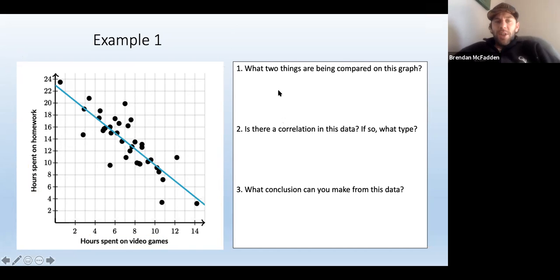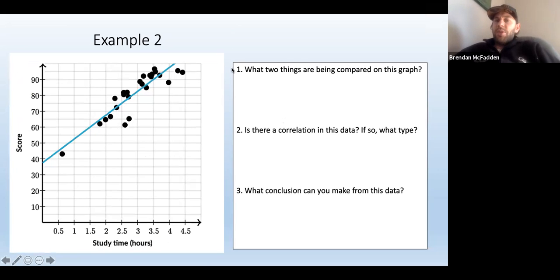So if we look at the next one, again, this is one you'll do on your own or in your groups. What two things are being compared here? You're going to then tell me, is there a correlation? And if there is, what type of correlation would it be? And then what does that correlation tell you? Can you interpret that, or can you take anything away from a correlation? If it's a positive or negative correlation, does that say anything about that data?